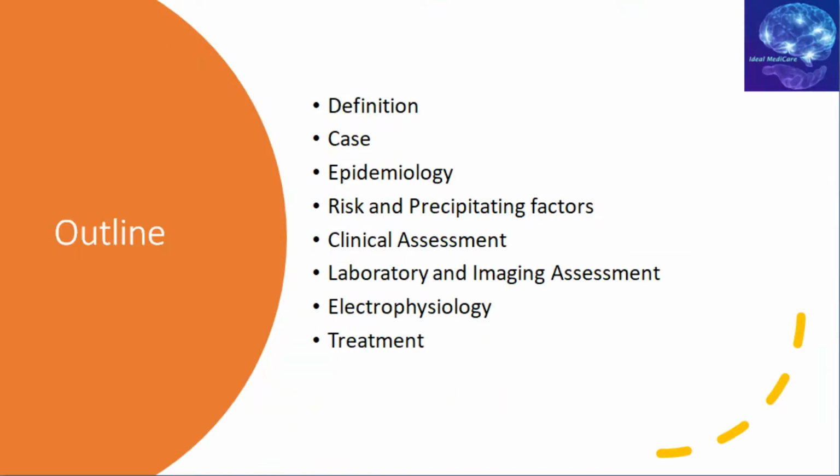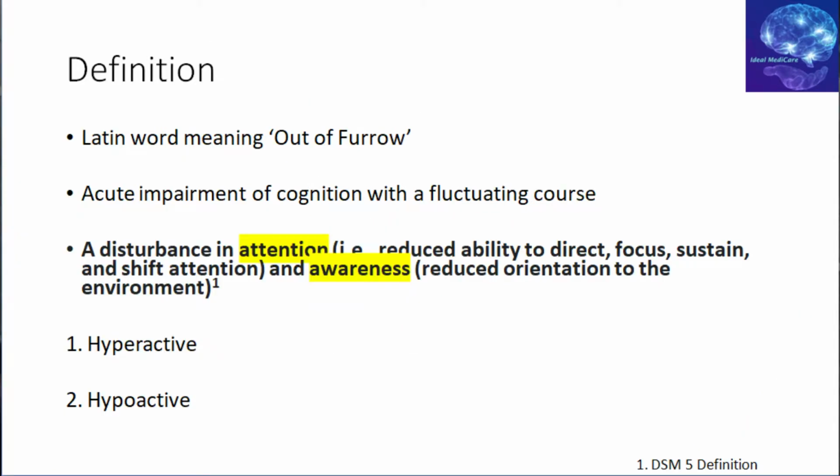So the outline for today's talk is going to be the definition. We're going to have a case discussion, epidemiology, risk and precipitating factors for delirium, clinical assessment, laboratory and imaging assessment, besides electrophysiology, and finally we're going to discuss the treatment of this condition and how we can prevent it.